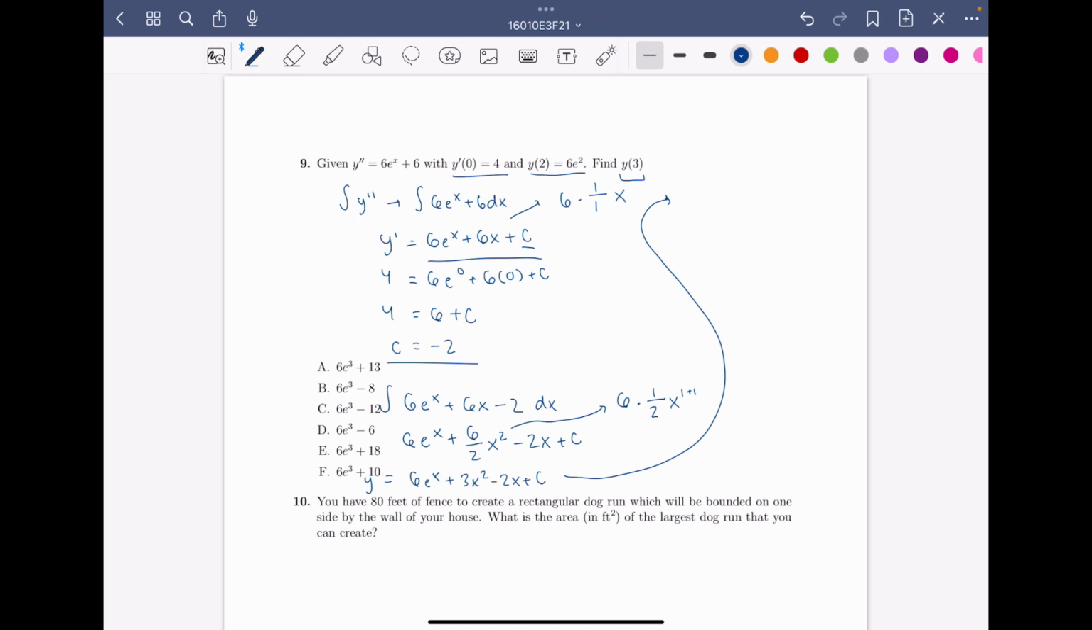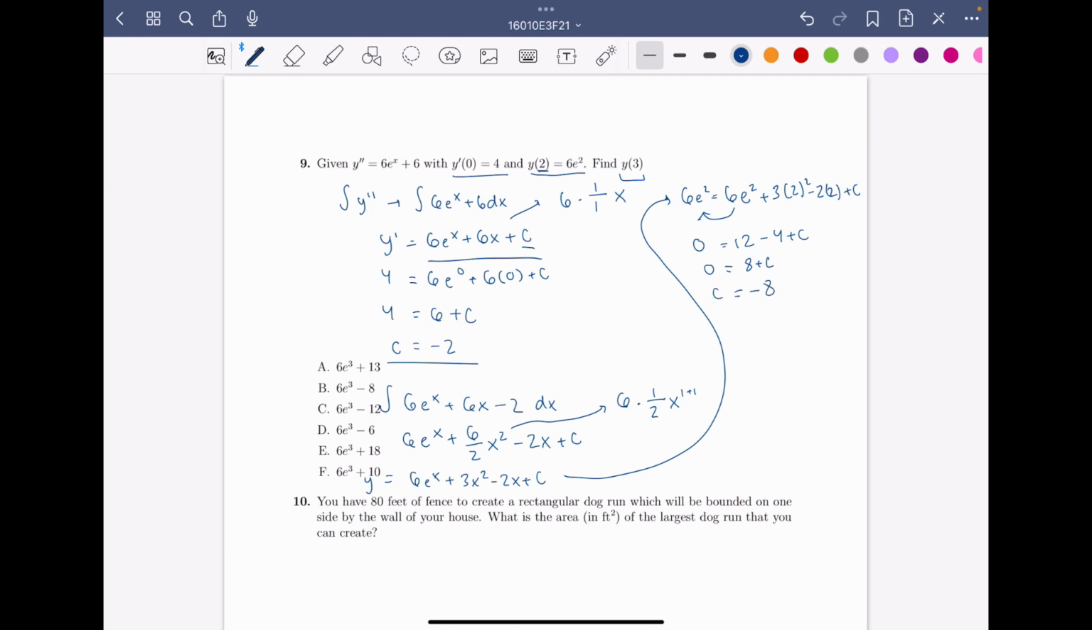So if we look over here, we get 6e squared equal to 6e. It says y of 2. Be careful, not all of them gives you a nice 0, so make sure to plug in the right number. 6e squared plus 3 times 2 squared minus 2 times 2 plus c. So if we move this to the other side, we have 0 equals 3 times 2 squared, so that's 3 times 4, 12, minus 2 times 2 is 4 plus c. That gives us 8 plus c equals 0. That means c equals negative 8.